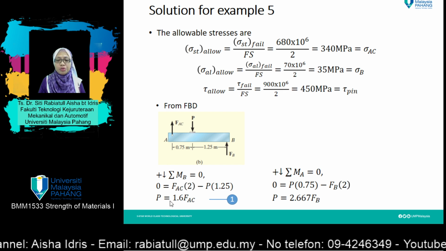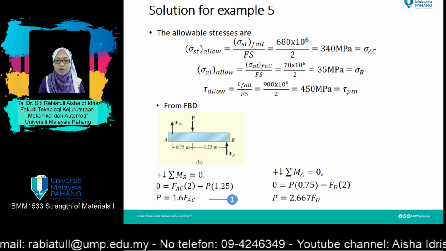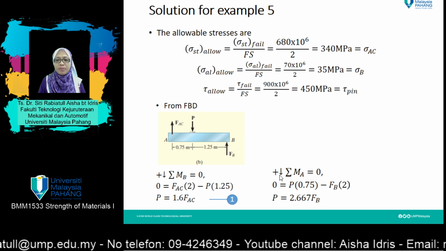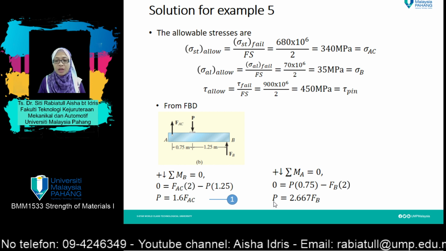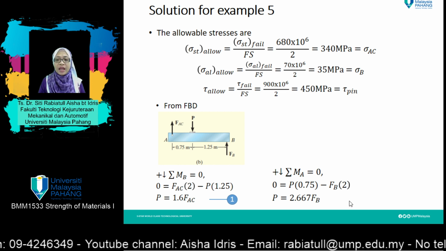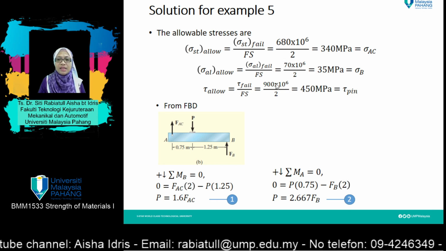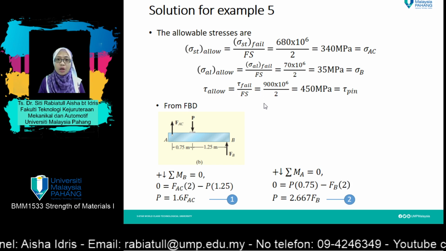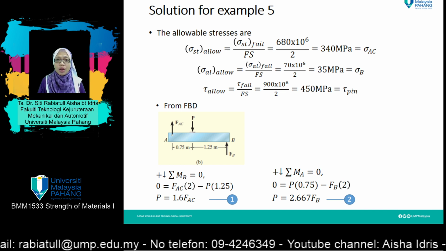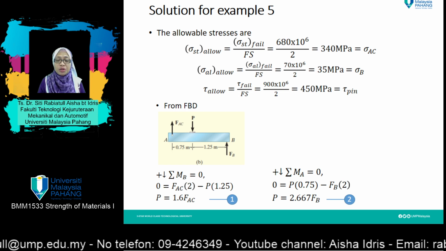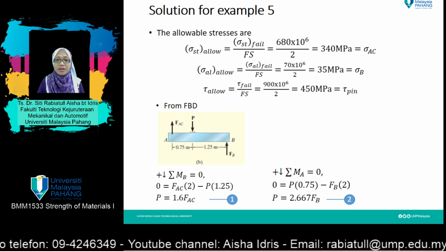After that, since there are two unknowns there, we need to find another equation in order to solve for the unknowns. Taking a moment at point A, from there you will get another equation for P, which is P equals 2.667 FB, and this is equation number 2. By looking at this information, by right we are going to have 3 different values of P. From there we need to choose which one is the suitable value for P in order to make sure that the structure is in a safe condition.